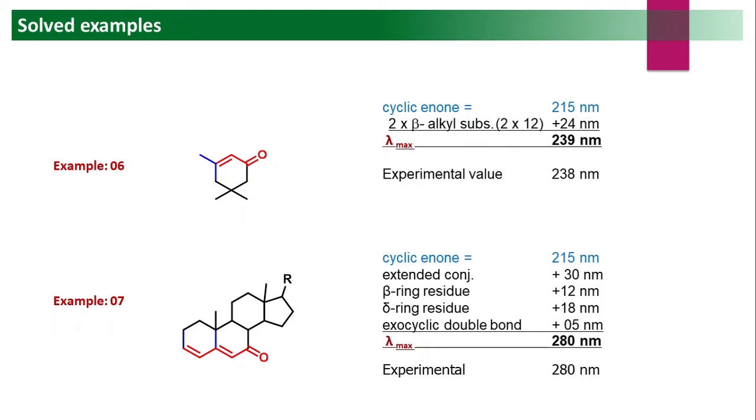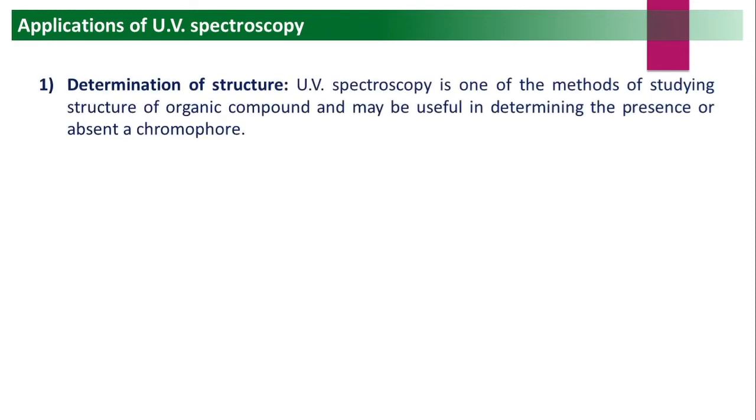Now we will move to the applications of UV visible spectroscopy. The basic application of UV visible spectroscopy is to deduce or identify the structure of a molecule. These are the physical methods to identify the structure of the molecule. So the first application is determination of the structure.